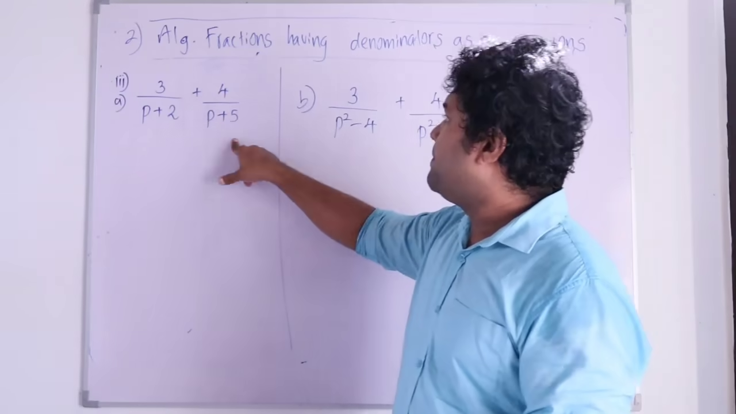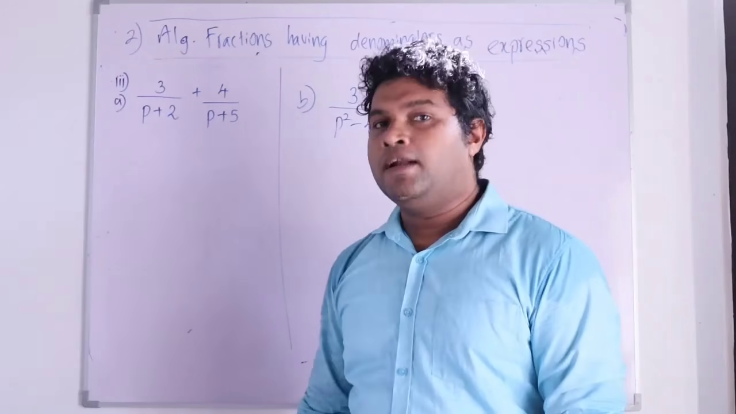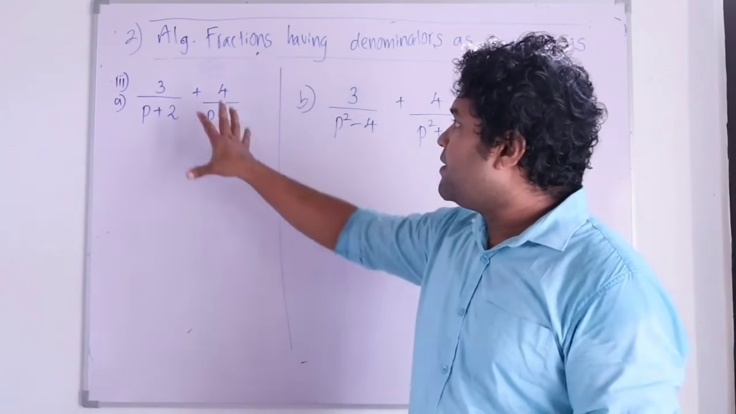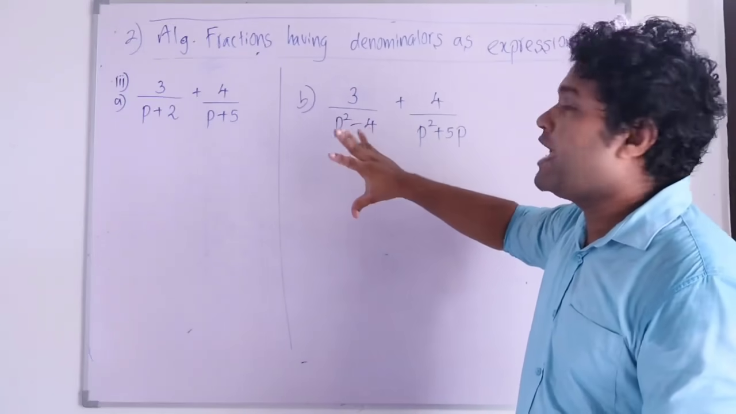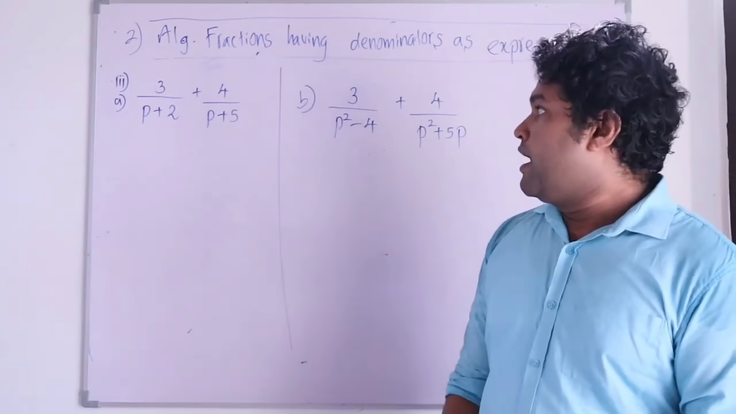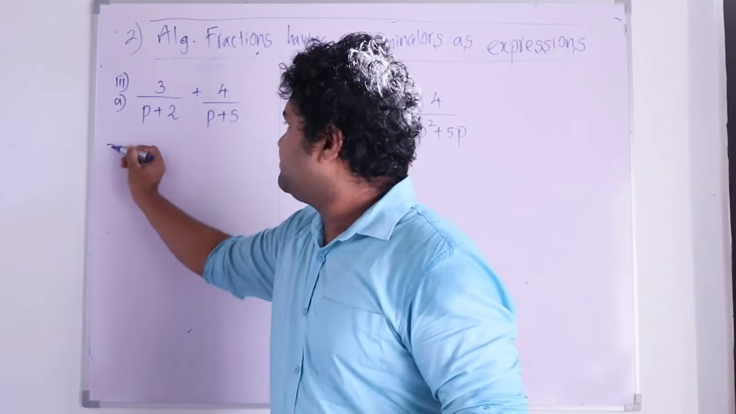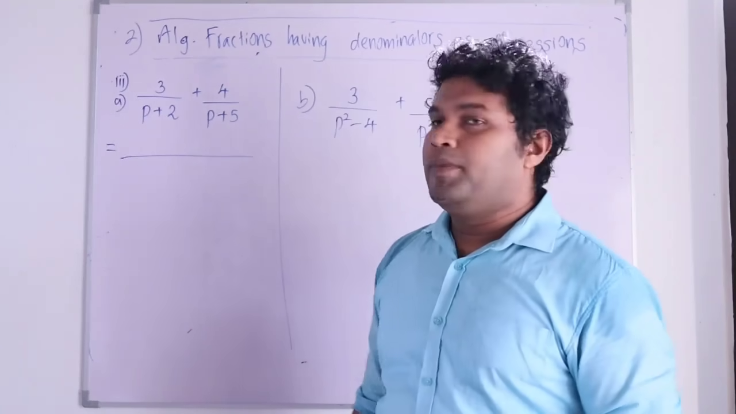But p plus 2 and p plus 5 are further non-factorable. Therefore, this question is easy. This question cannot be started yet. Right, then we will do this first. Okay, let me find the common denominator.